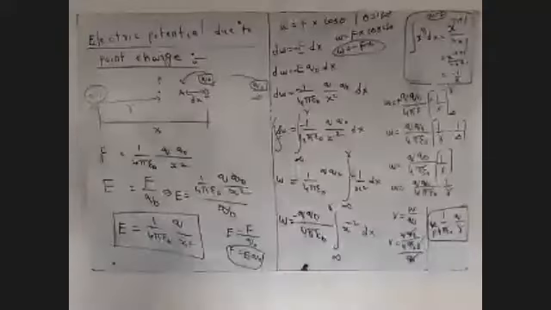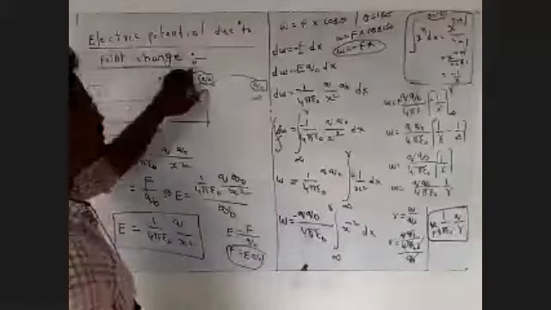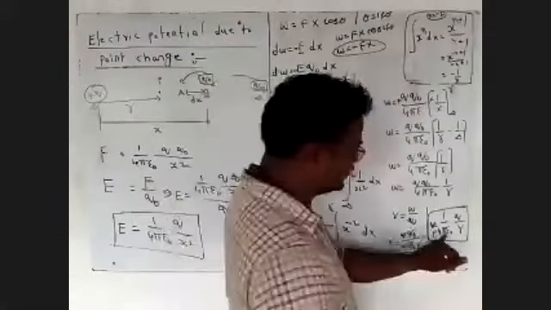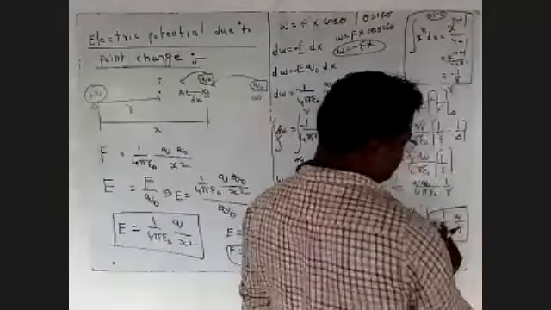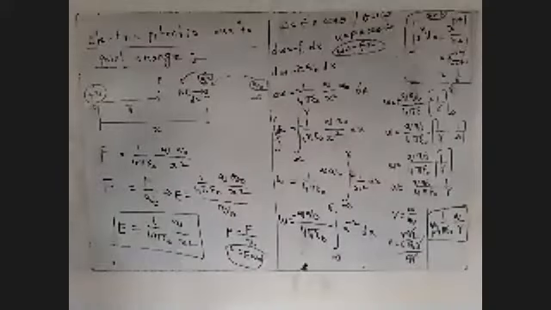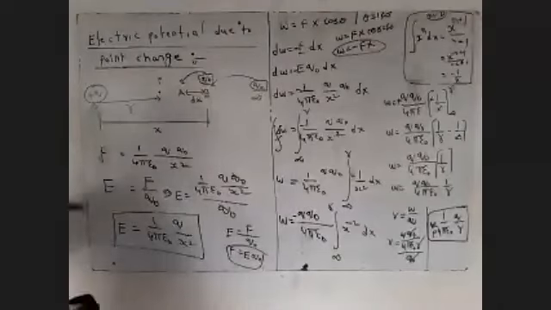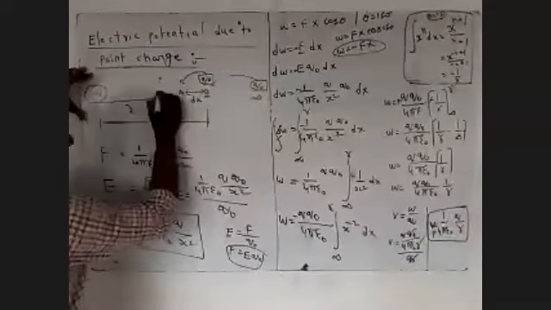Now, this is the electric potential due to a point charge. The electric potential at point P is equal to 1 by 4 pi epsilon naught Q by R. That is the electric potential. What we have to do is very simple. This is point P.